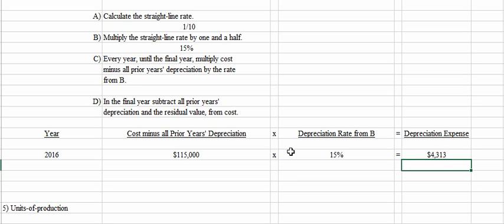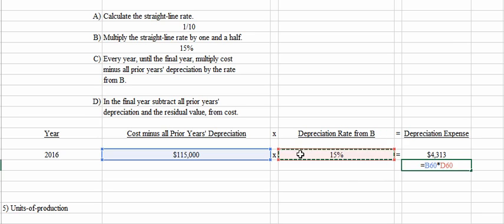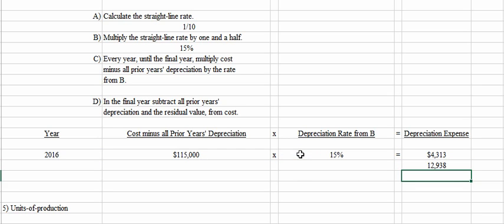Okay, here I'm going to calculate depreciation expense for the first 9 months of 2017. Well, that would be equal to our 115,000 times our 15% rate times 9 divided by 12 for the 9 months in 2017. Gets us $12,938.